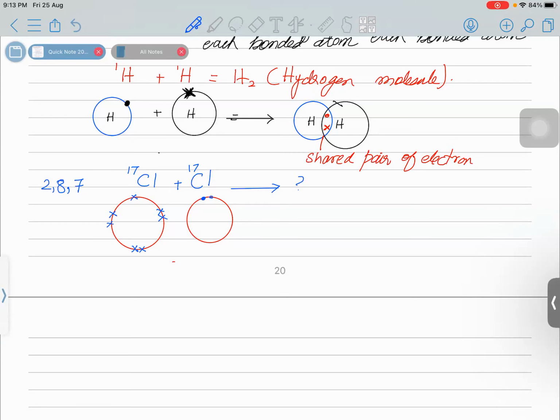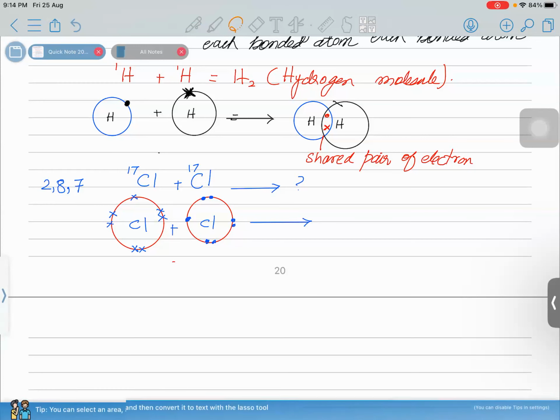Similarly, we have 1, 2, 3, 4, 5, 6, and 7. So both chlorine atoms have 7 valence electrons. Are you getting my point or not? Yes, sir. Alhamdulillah. Now join both of them.